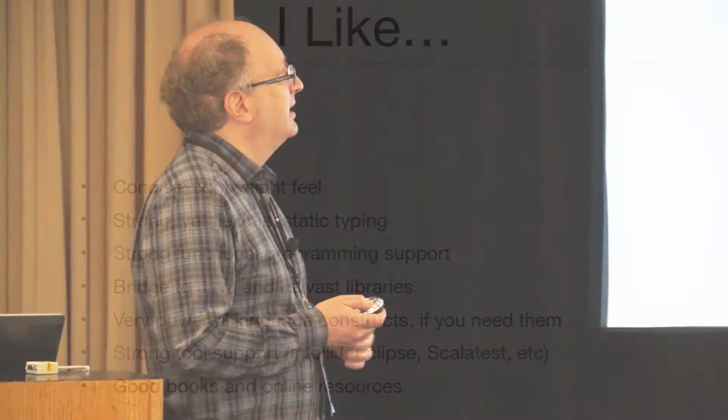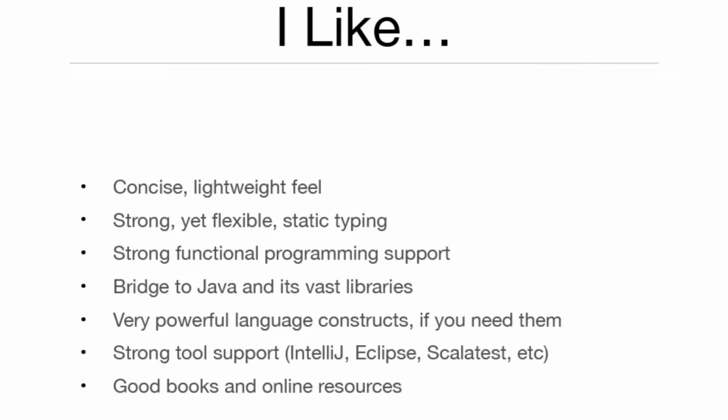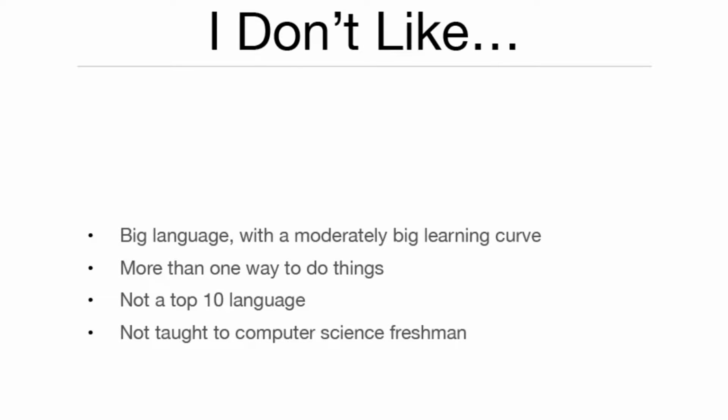So some of the things I like: very concise, lightweight feel, very strong yet very flexible static typing, strong support for the functional programming model, and, as I mentioned before, an important pragmatic bridge to Java and its libraries. Extremely powerful language constructs if you need them. Very good tool support and good books and online resources, Coursera courses and those kinds of things. Some of the things I don't like: it's a big language. I'm going to address this a little later. A moderately big learning curve.